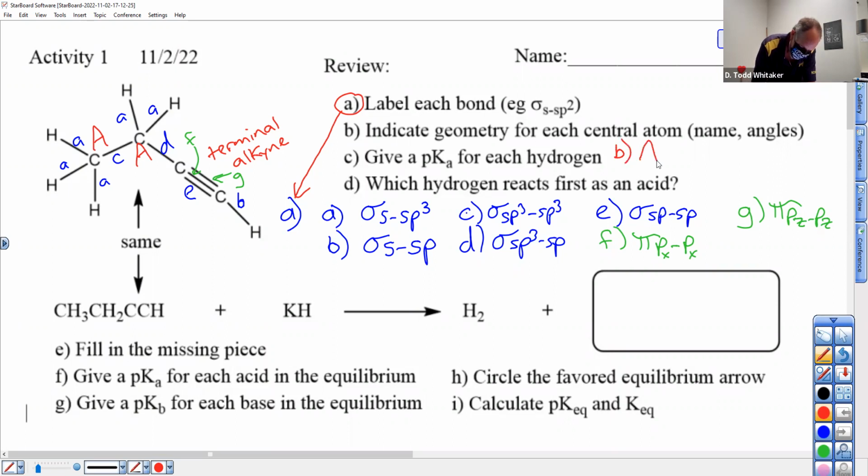Big capital A. What's the name of the geometry when you have 4 sigma bonds? Tetrahedral. And what's your angle when you're tetrahedral? And then, careful. We can do better than that. 109.5, right? The tetrahedral angle. 90 is too close. That's A. And B and B are the same.